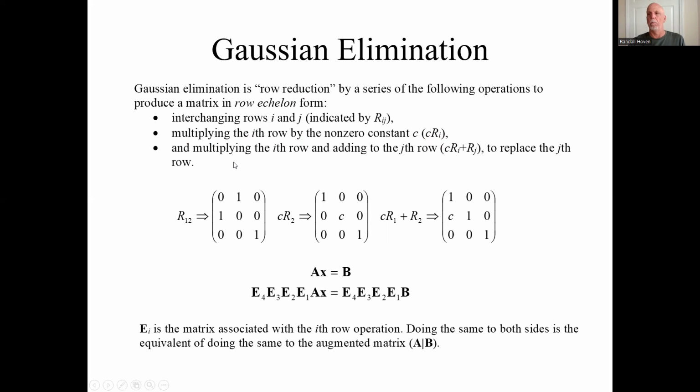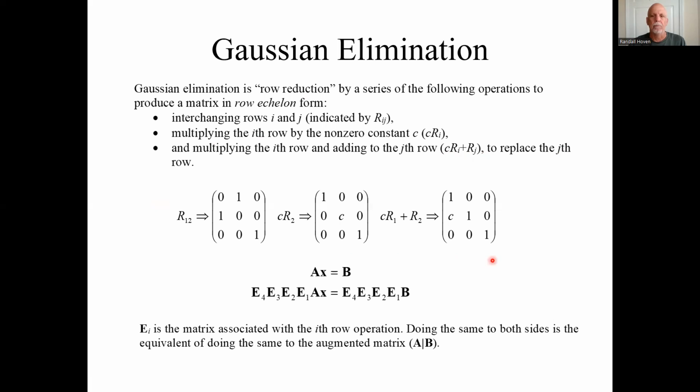And the third operation is multiplying a certain row and adding it to another row. So let's say I multiply the ith row by c and add it to the jth row, R_ij, and I replace the jth row with that result.